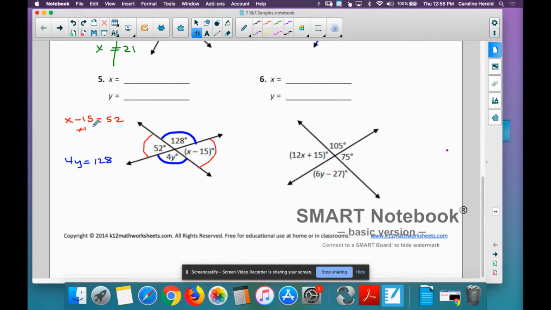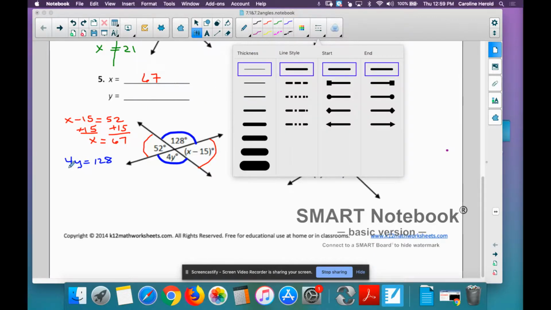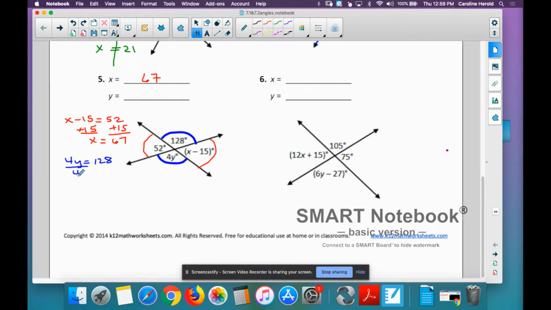So here I'm going to add 15 to both sides. And I get x equals 67. Over here, I'm going to divide by 4 on both sides, and I get y equals 32. Well, look at that. We just made that problem pretty fast and easy, didn't we? Okay, let's go ahead and try the last one on the page.